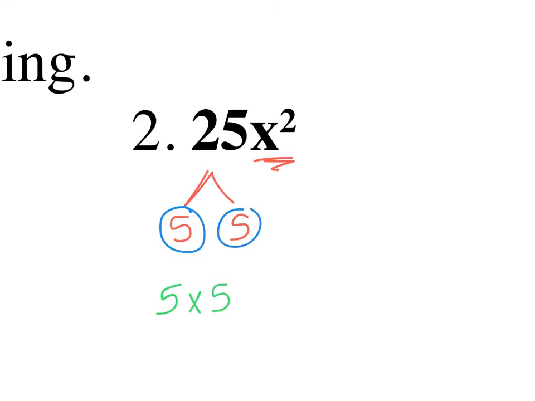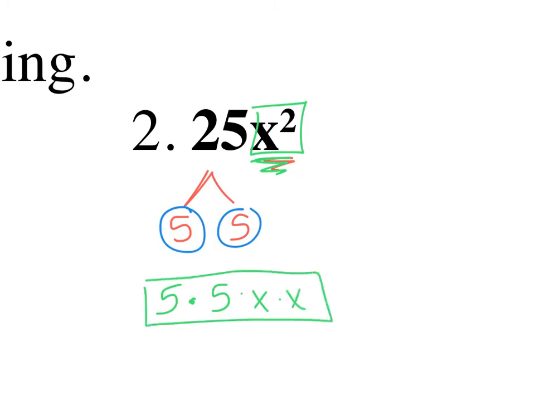Ooh, I'm going to erase something real fast. You're going to see why in a minute. I have 5 times 5. But I also have to break apart this x squared down here. So now I have to ask you, how many x's do you have? I have 2. So I'm going to write times x times x. And that's your prime factorization.